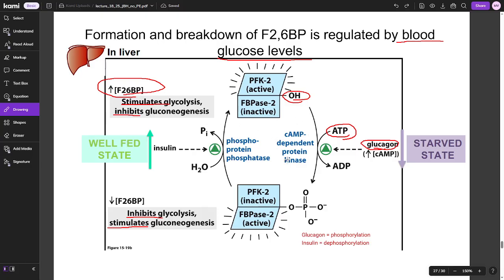And here are some proteins you should keep in mind as well. For this fructose 2,6-bisphosphate complex, the enzymes responsible are phosphoprotein phosphatase, so PPP, and cyclic AMP dependent protein kinase. Glucagon leads to a signal cascade with cyclic AMP, which leads to phosphorylation through cAMP dependent protein kinase. And insulin leads to the activation of phosphoprotein phosphatase. So generally speaking, insulin leads to the activation of phosphatases, and glucagon leads to the activation of kinases. That's something to keep in mind.